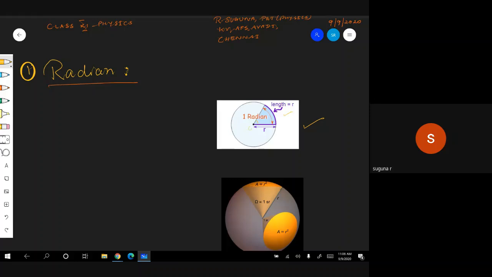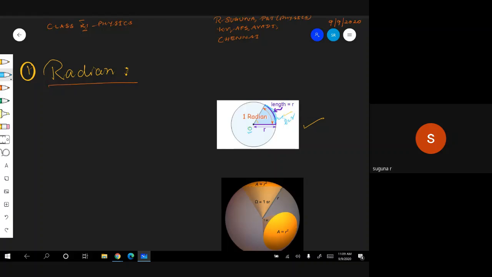See here at O, if I take the center as O, what is the radian here? It is a circle, and the center of the circle is O. Now it is the angle subtended at the center of the circle by an arc. This is the arc, whose length is equal to the radius. The length of the arc should be equal to the radius of the circle. Then the angle subtended by that arc at the center of the circle is called 1 radian.